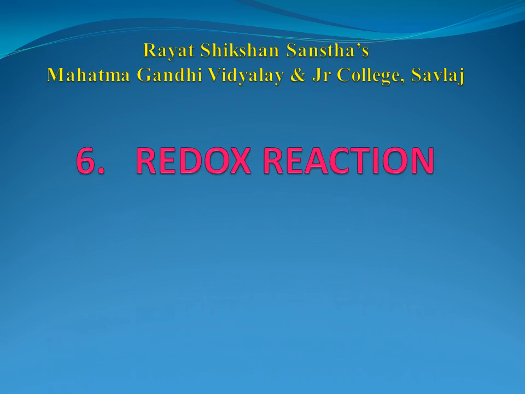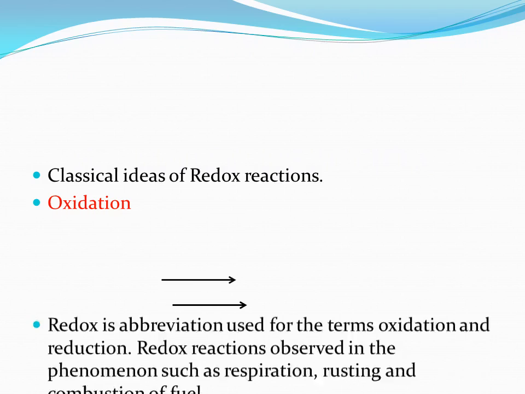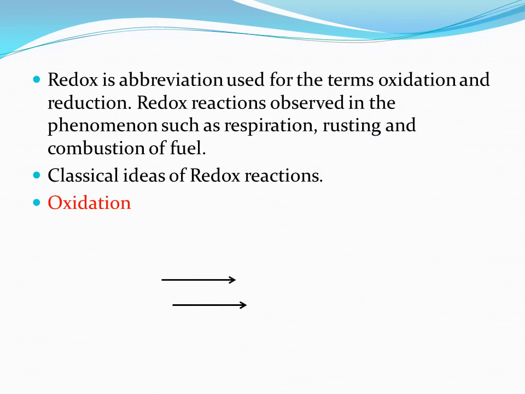This is Kamlesh's online lecture on chapter number 6, Redox Reactions, of 11th standard. This chapter is important for 12th standard chapter Electrochemistry. Let us see the term redox. Redox is an abbreviation used for two terms, oxidation and reduction. Redox processes are also observed in processes such as respiration, rusting, and combustion of fuel.